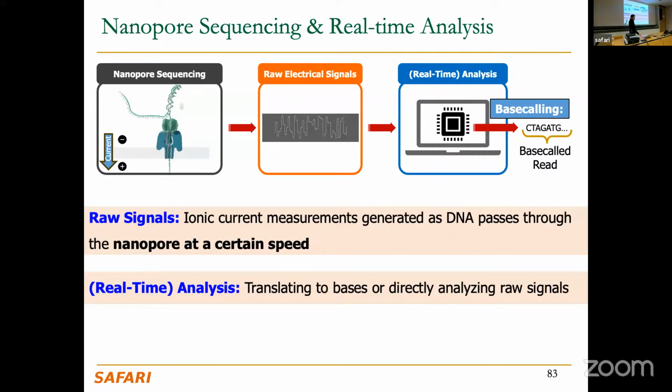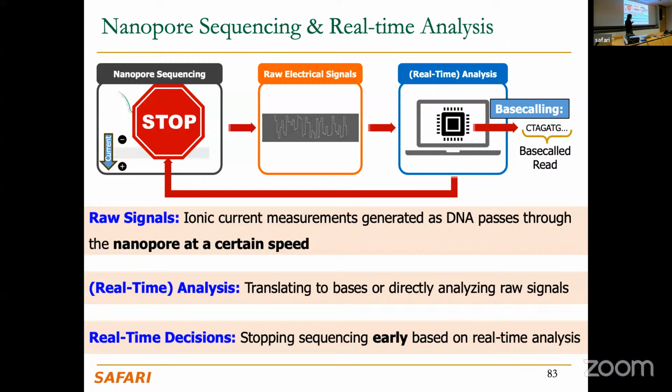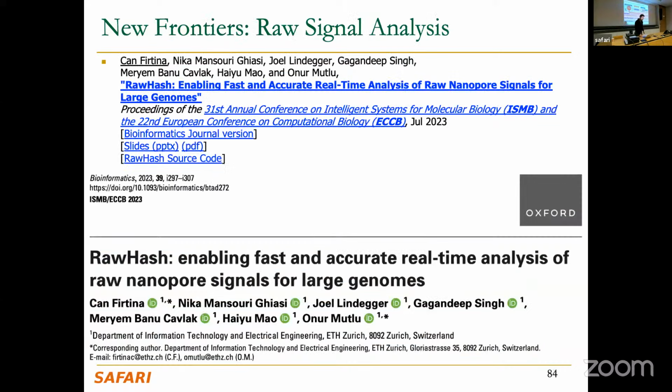Then, as we generate the electrical signal, we can perform some computational analysis to convert these electrical signals to base-called reads, which are basically ATGCs. But the other advantage is that we can also analyze this data in real time while the electrical signal is generated and take actions accordingly, meaning we can tell the sequencer to stop sequencing that particular read, for example, if you are not interested in that read anymore. This is a unique feature that nanopore sequencing provides. How this works is that when we don't want to sequence that particular DNA anymore, we apply the voltage the other way, such that now the top side is positively charged and the bottom side is negatively charged, so the DNA starts moving upwards and we can stop sequencing.